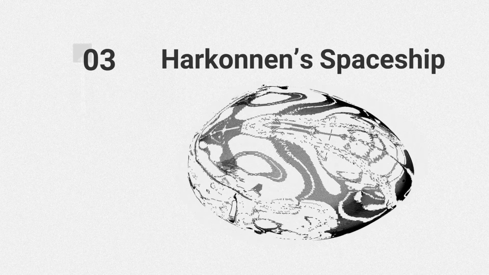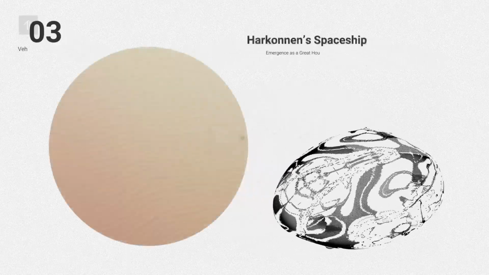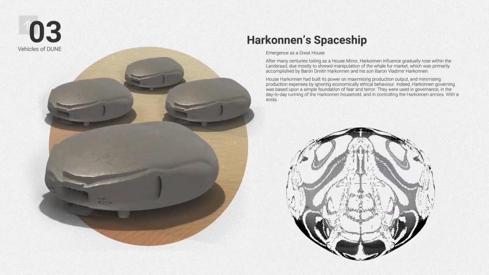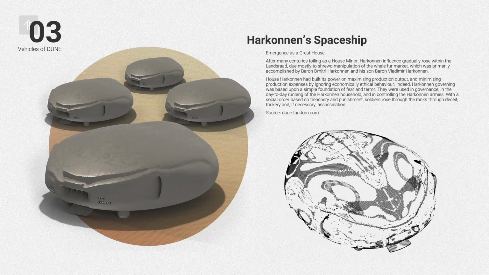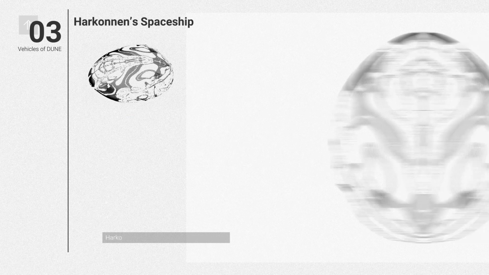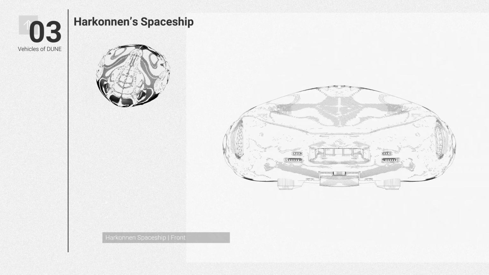3. Harkonnen interstellar spaceships. These massive ships don't rely on combustion rockets to take off and reach orbit. Instead, they use anti-gravity mechanisms. After all, it's sci-fi. Their design resembles a bar of soap, similar to the alien spaceships in the movie Arrival.